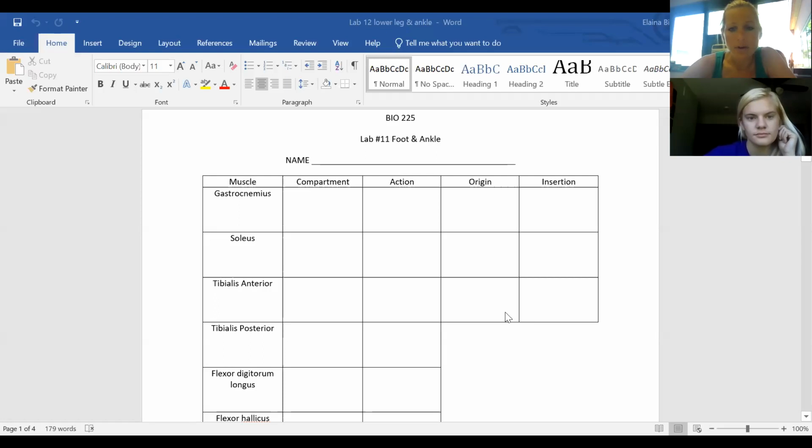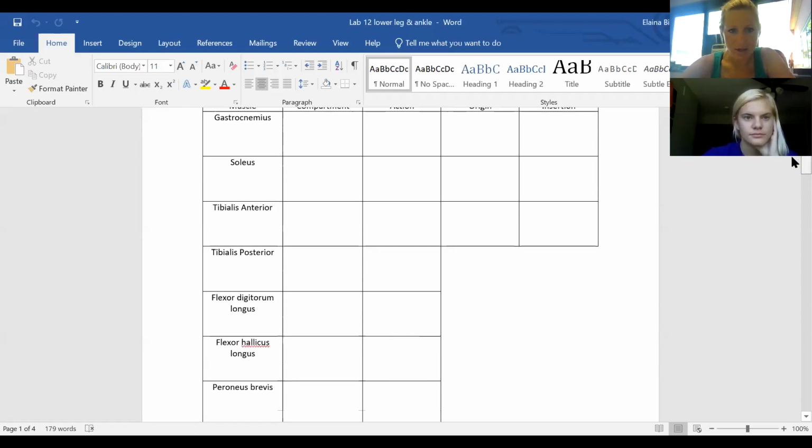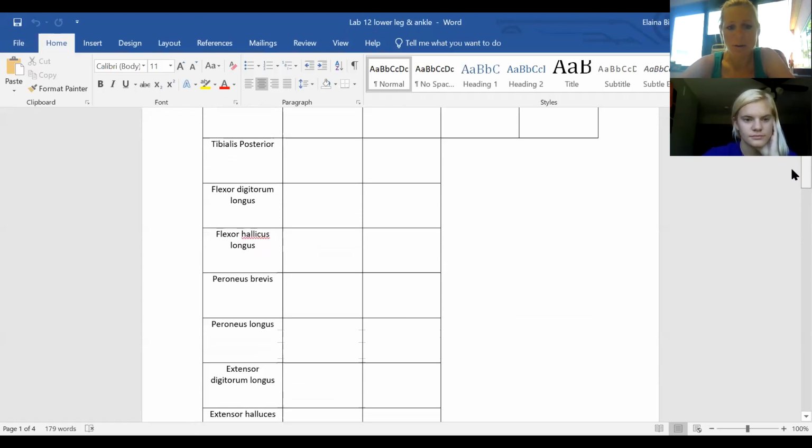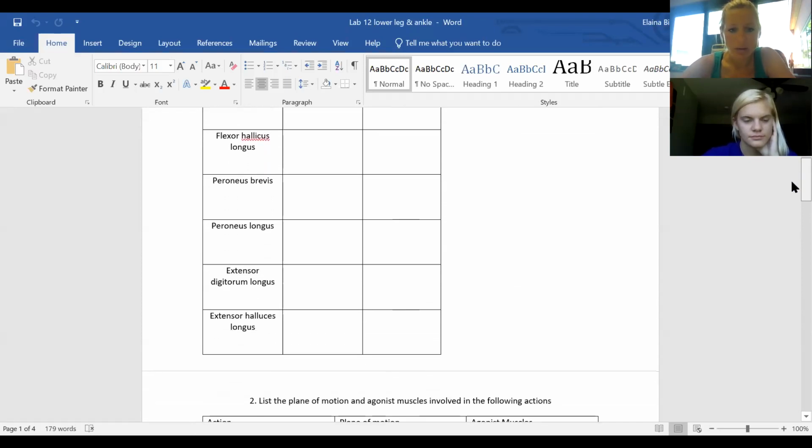Okay. So the main thing with this lab is I want you guys to focus on which compartment each muscle is in, and then the action of that muscle. The only three where I really want you to know the origin and insertion are gastrocnemius, soleus, and tibialis anterior. For the rest, just focus on where they're located and what their general actions are.